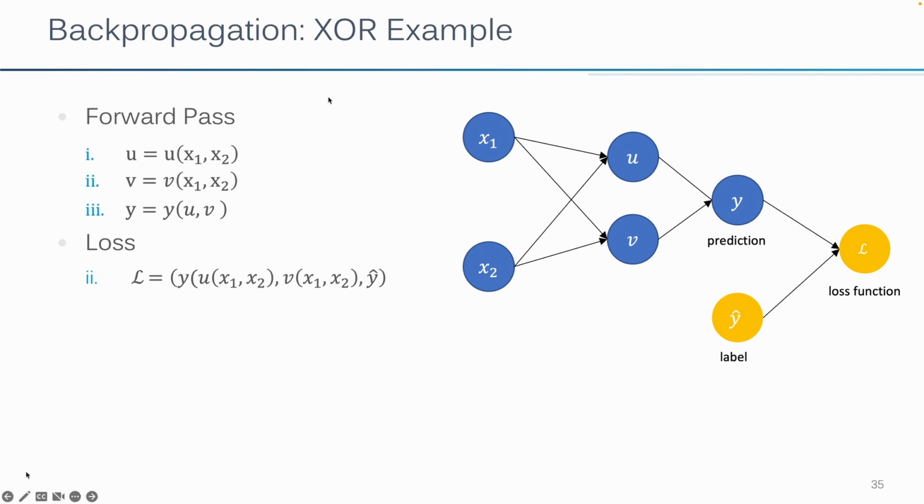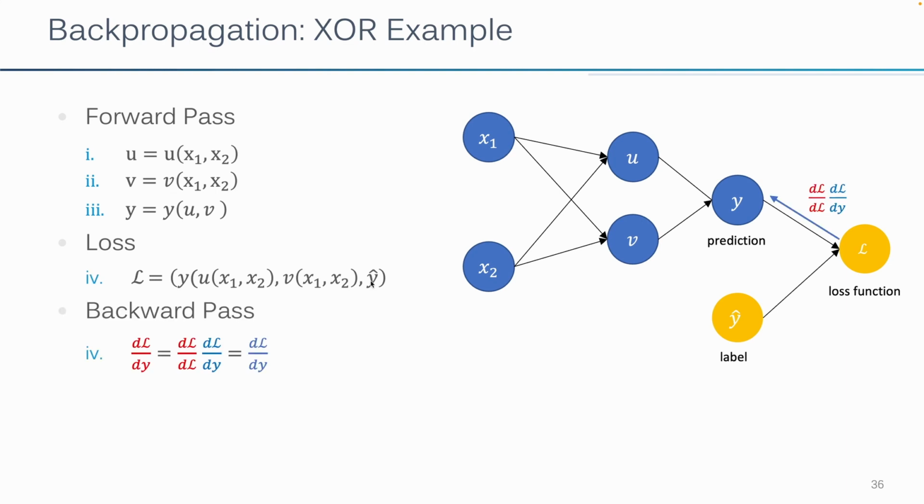So now we can say u computes a function of x1 and x2, v computes a function of x1 and x2, and y computes a function of u and v. And then the loss is just this monster here, which is taking y, which is taking u and v, and they're both dependent on x1 and x2. And here's actually a closing bracket missing. And this is compared to y hat.